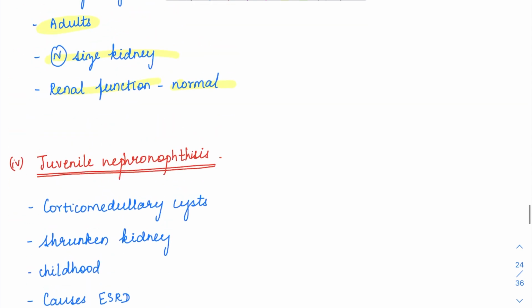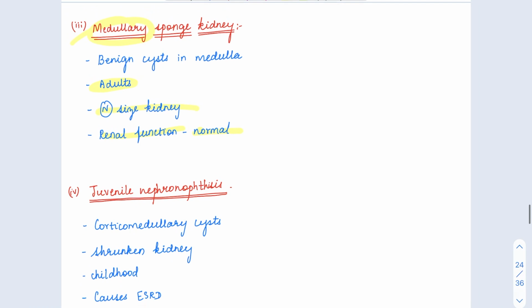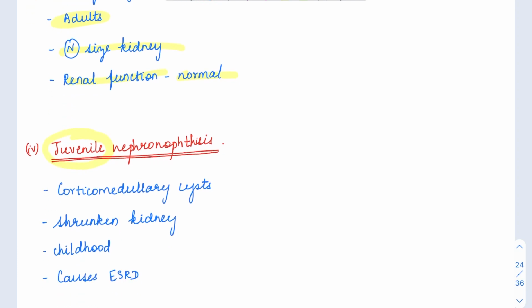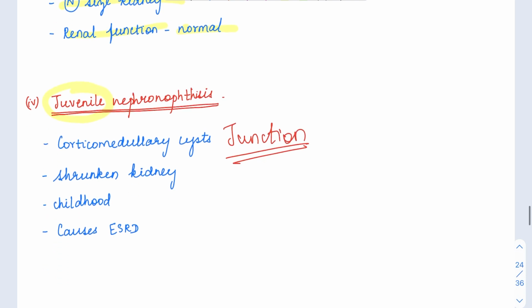Then there is another cystic condition called juvenile nephronophthisis. As the name suggests, it is going to present in juveniles, so kids, in childhood, and the cysts here will be present at the corticomedullary junction. So junctional cysts will be seen in juvenile nephronophthisis, and here the kidney is going to be shrunken. In ADPKD and ARPKD, we saw the kidney was enlarged, while in medullary sponge kidney, the kidney was normal in size, while in juvenile nephronophthisis, the kidney is going to be shrunken. And here, it can result in end-stage renal disease or chronic renal failure.